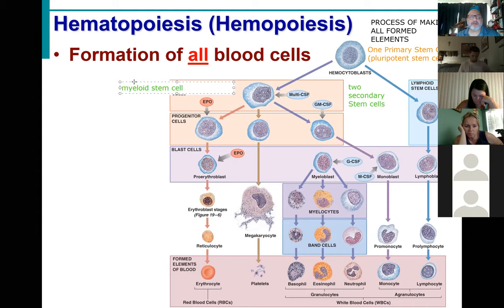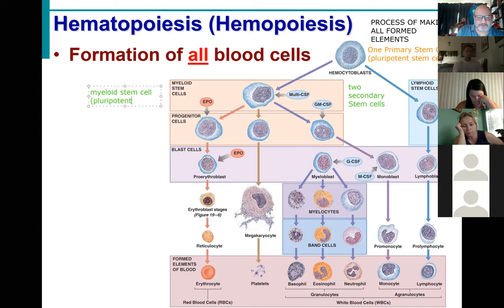How many things can the myeloid stem cell become? Three. Well, it can become three, but if you really follow the arrows all the way down, notice it can become the red blood cells, it can become the platelets, it can become four of our white blood cells. So how many things is that? Six. More than one. That's the term I was looking for. The real key is that it's more than one. And notice if it's more than one, this is indeed still a pluripotent stem cell.